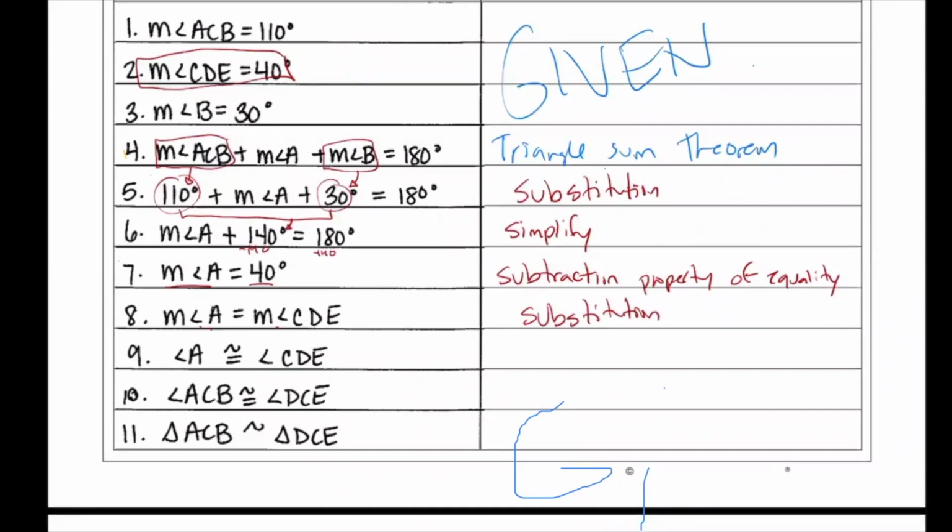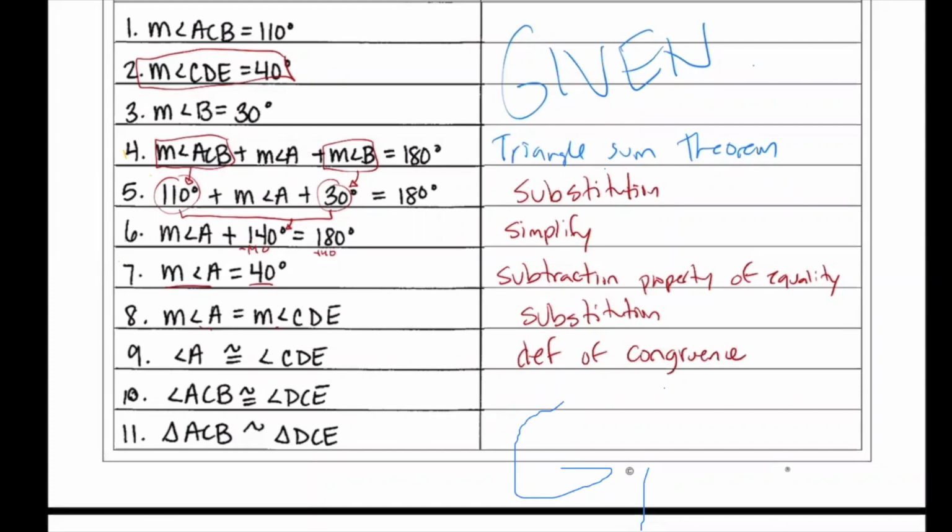We can say angle A is congruent to angle CDE. If they're equal, then they're congruent because that's the definition of congruence. And so ACB is congruent to DCE.